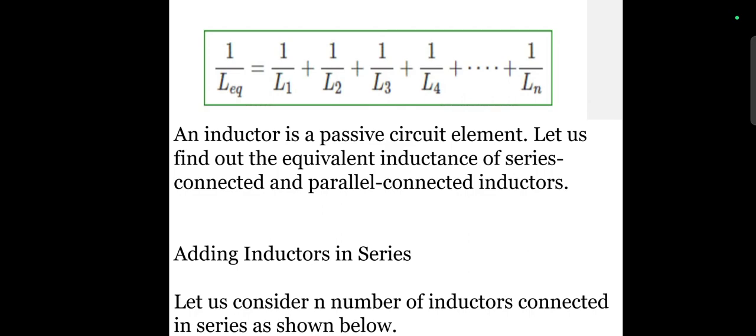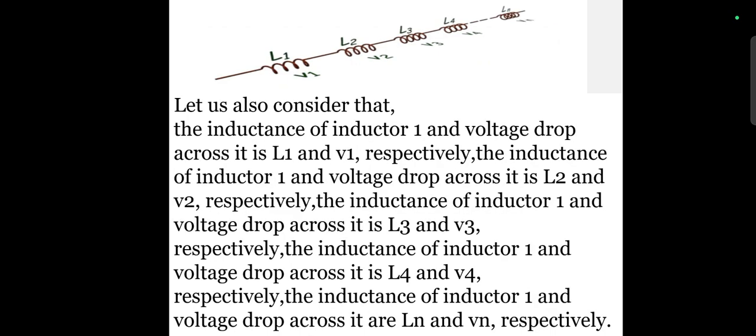Adding inductors in series. Let us consider n number of inductors connected in series as shown below. Now L1, L2, L3, L4 and so on up to Ln. The inductors are connected in series and the voltage across each inductor is V1, V2, V3, V4, V5 up to Vn.